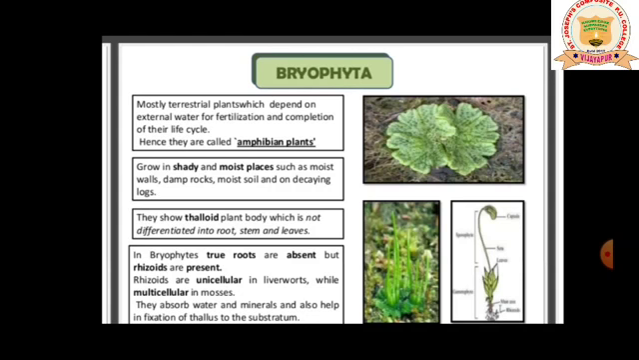The bryophyte doesn't contain true roots, but they contain rhizoids. The special structure present in the bryophyte, we call it rhizoids. They look like roots, hair-like structures. They are unicellular in case of liverworts and multicellular in case of mosses. This you should remember for the point of competitive exams. What is the function? They absorb water and minerals and also help in fixation of thallus to the substratum.